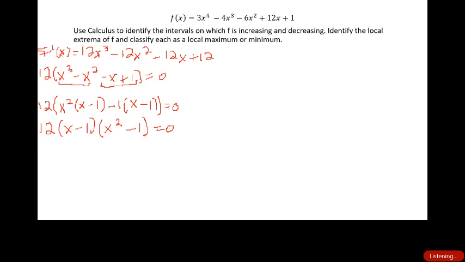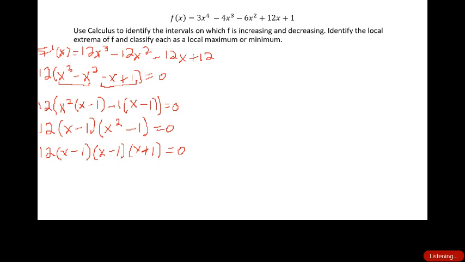Now x squared minus 1 can be factored. That is a difference of squares, so I'm going to factor it as a difference of squares. So x squared minus 1 is going to factor as x minus 1 times x plus 1. And remember, the whole point of this is so that we could set it equal to 0 and solve for x. So 12 never equals 0. So 12 has nothing to do with the critical points.